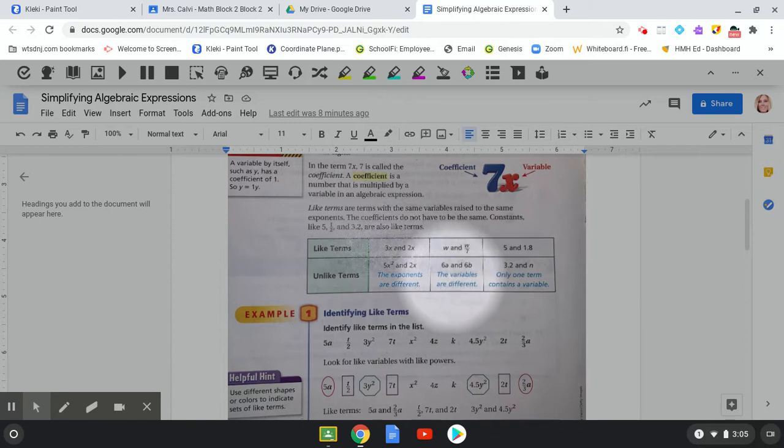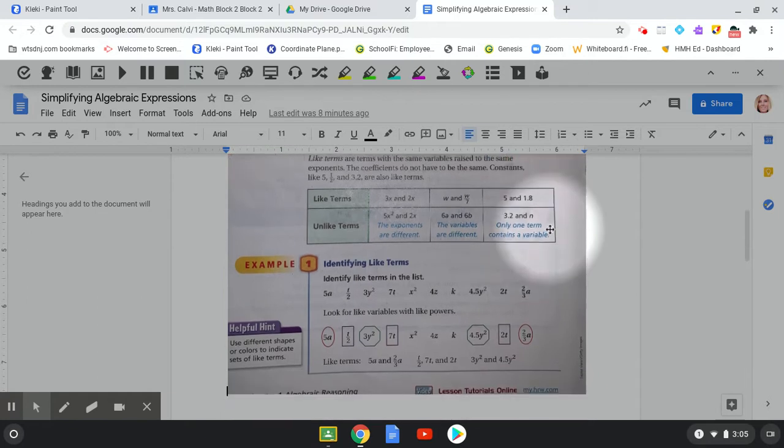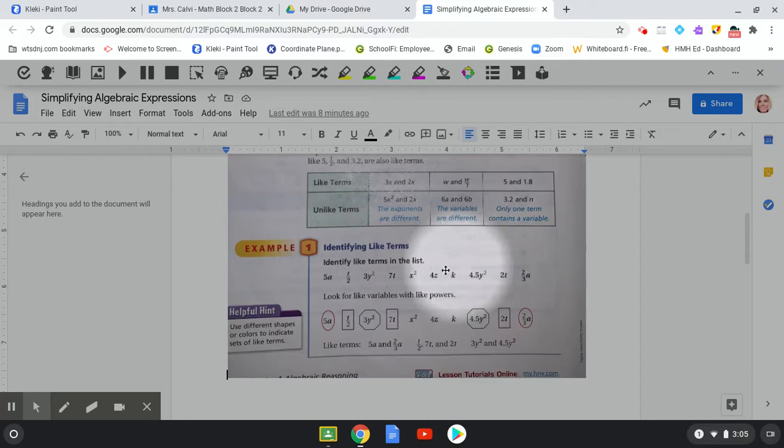Here we have 6a and 6b. Because the variables are different, these are not like terms, they're unlike. And we have 3.2 and n because one is a variable and the other is a number or a numeral. Okay, so here we want to be able to identify which terms are like in the list.